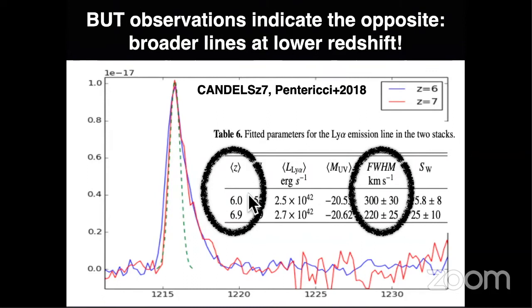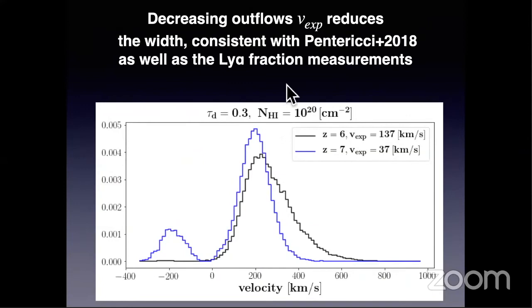However, you can get it right if you change your outflow velocity. The outflow velocity would reduce your width. And this is what you see here. You have two models of 6 and 7 for different outflow velocity, nearly 140 and 40 kilometers per second, for a fixed amount of dust, of course, and a fixed column density. This is not a consistent comparison with the previous plot, because that one was a stack of spectra. This is only one run, but it gives an idea. And the example is that changing galaxy properties can really do the same.